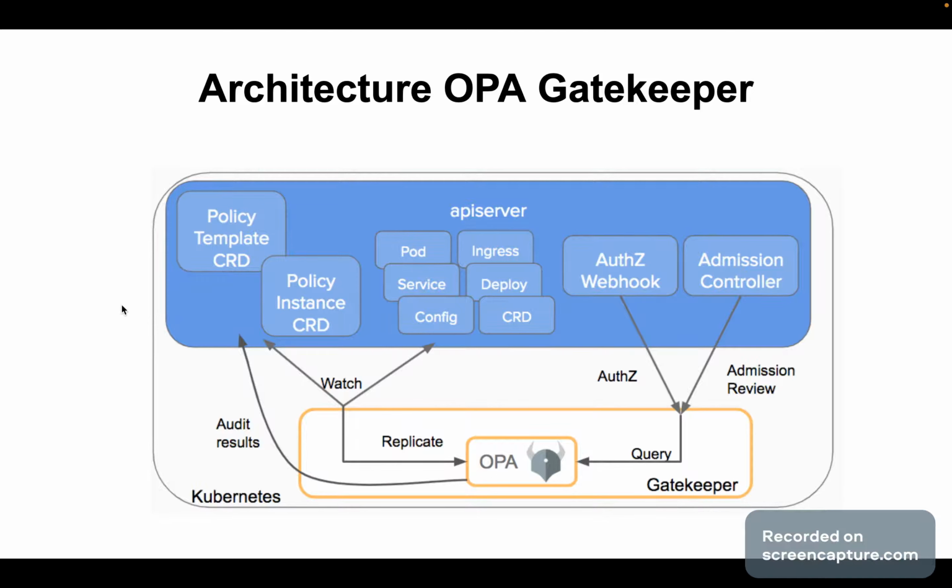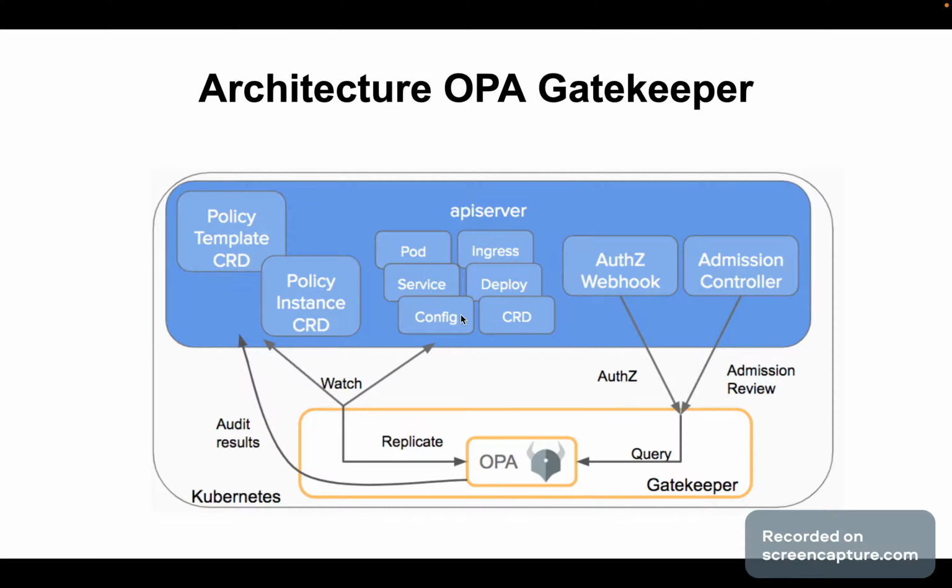So this is an architecture diagram of OPA Gatekeeper, and you can see that inside the Kubernetes cluster we have Gatekeeper, and OPA is inside Gatekeeper. This is how Gatekeeper acts as a bridge between Kubernetes and OPA. The API server is the one that stores the template CRDs which we will create using Gatekeeper, which have the policies our cluster has to follow.